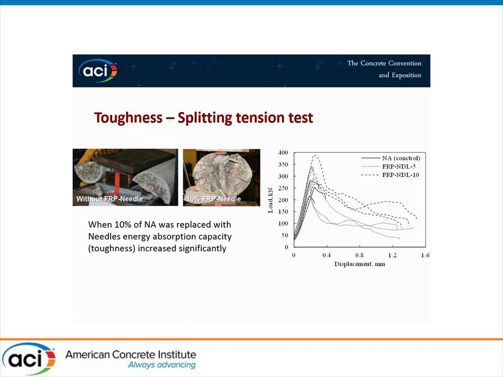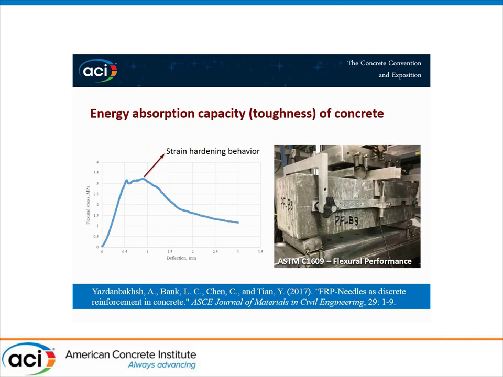Okay? And here you can see load versus displacement. The control specimens after failure, the load drops, but the other ones continue to carry load. So a significant improvement in toughness, in tension. And this is the flexural test. You can see here strain hardening behavior, okay, which is very valuable. Most of the time, fibers do not give us a strain hardening behavior, right? So again, if you want to learn more about this study, we have published a paper in ASCE Journal of Materials in Civil Engineering that fully describes the study.